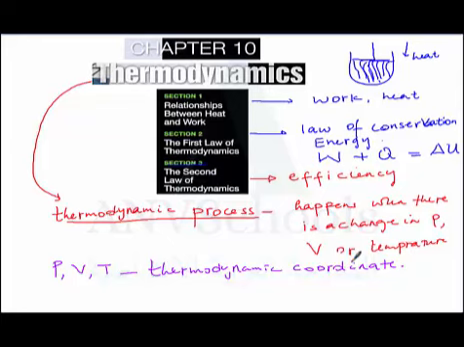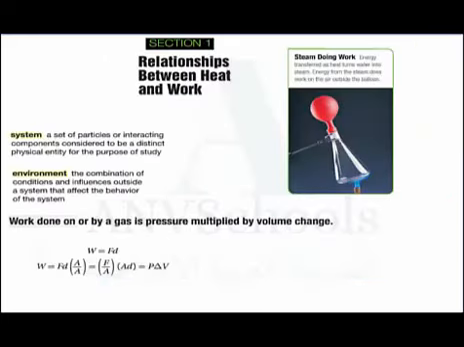Now let's move on to the first section of this chapter, which is about the relationship between heat and work. For example, what's the meaning of work? What's a system? What's an environment? Here we are going to see a simple experiment. We have a Bunsen burner and a flask filled with water inside.